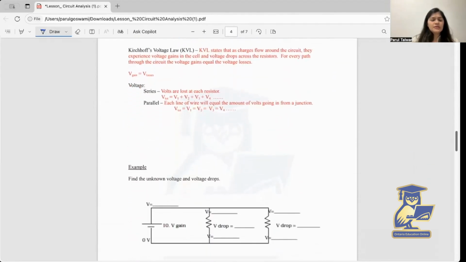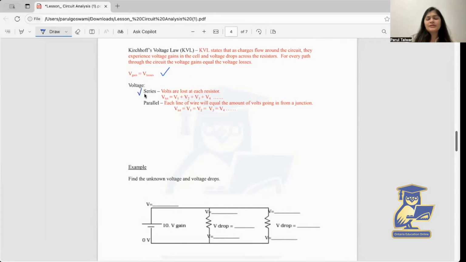Now, another law that we have to discuss is KVL, which is Kirchhoff's voltage law. Kirchhoff's voltage law states that as a charge flows around a closed loop, the total voltage gained equals the total voltage lost. Again, this is in accordance with the conservation of energy. So voltage gain would be equal to voltage loss. And again, we have to keep in mind, first, this very important equation for Kirchhoff's voltage law: voltage gain equals voltage loss.